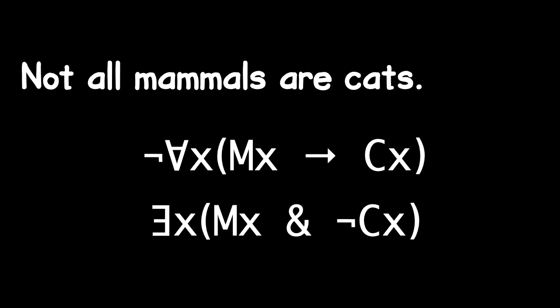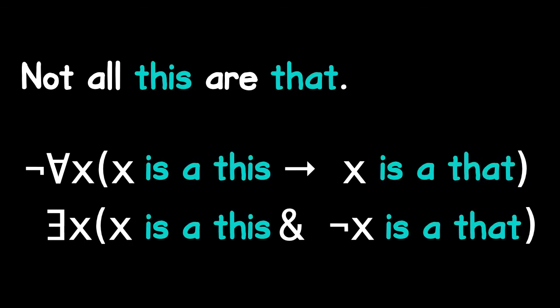Importantly, the two different translations use different quantifiers, different connectives inside the parentheses, and they put the negations in different places. But they're logically equivalent, so they're equally good. So the general pattern, not all this is that, not everything that has one property has this other property, can be translated in two different ways. Not for all X, X is a this, arrow, X is a that, or exists X, X is a this, and not X is a that.